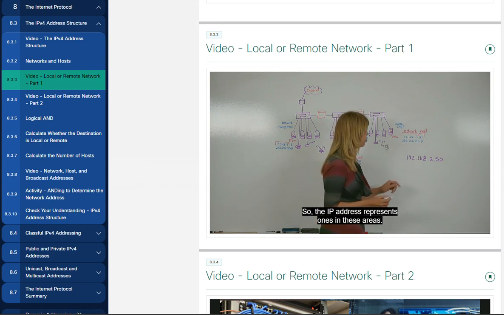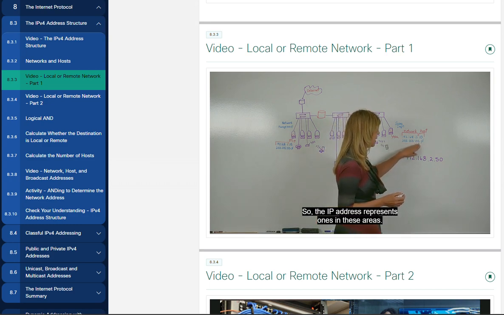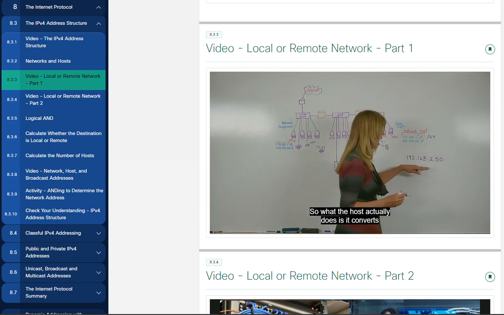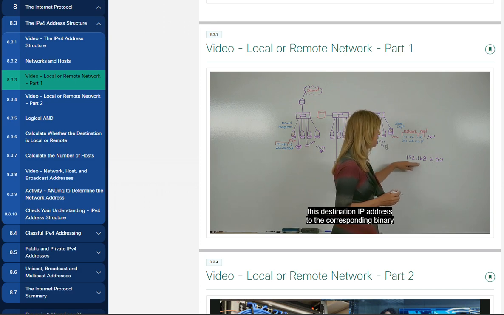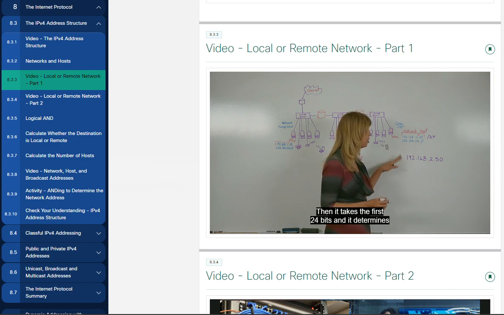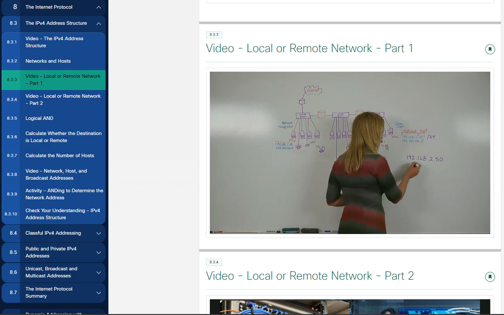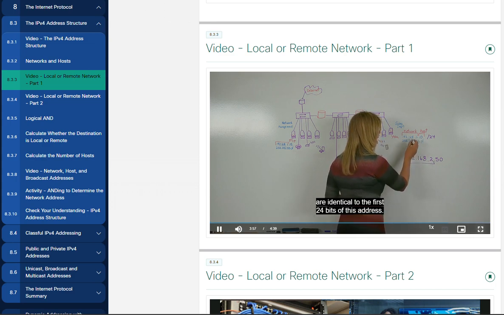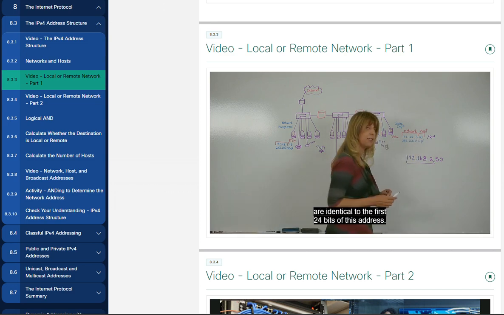So the subnet mask has ones in these areas. So we have 8 ones, 8 ones, and 8 ones. This makes this a /24. So what the host actually does is convert this destination IP address to the corresponding binary, 1s and 0s. Then it takes the first 24 bits and determines whether or not the first 24 bits of this address are identical to the first 24 bits of this address.